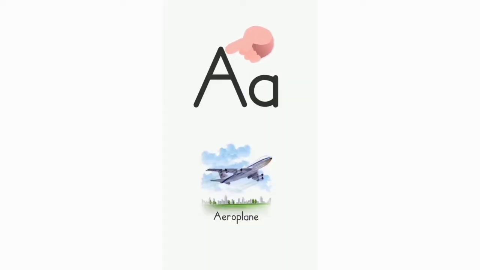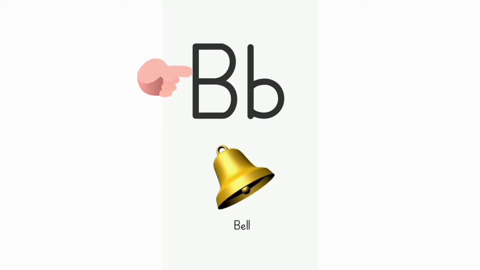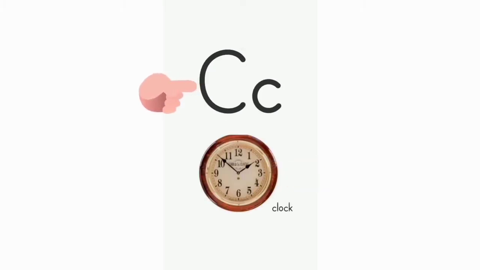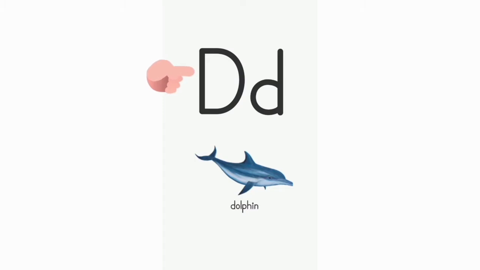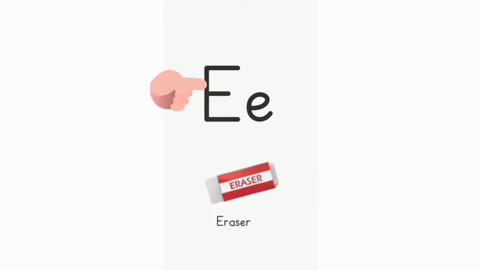Capital A, small a. A for aeroplane. Capital B, small b. B for bell. Capital C, small c. C for clock. Capital D, small d. D for dolphin. Capital E, small e. E for eraser.